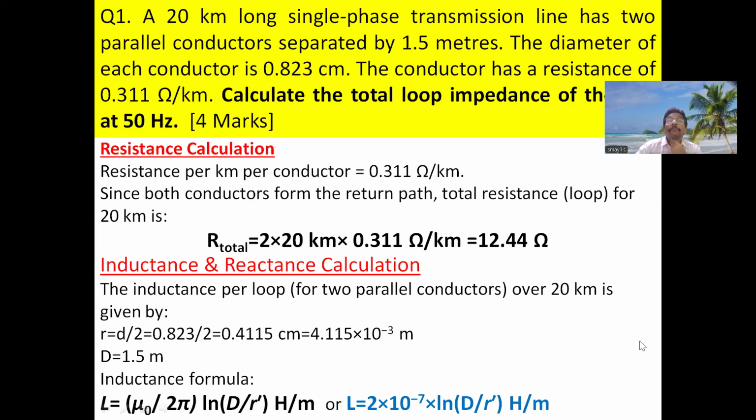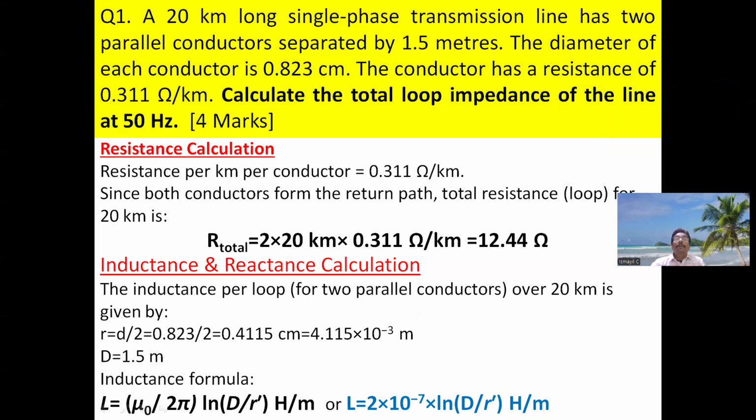So the question is, a 20-kilometer long single-phase transmission line has two parallel conductors separated by 1.5 meters. The diameter of each conductor is given as 0.823 centimeter. The conductor has a resistance of 0.311 ohm per kilometer. Calculate the total loop impedance of the line at a frequency of 50 Hz. This is the question.